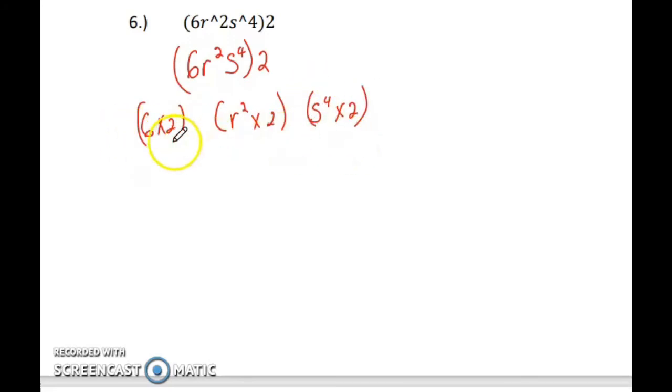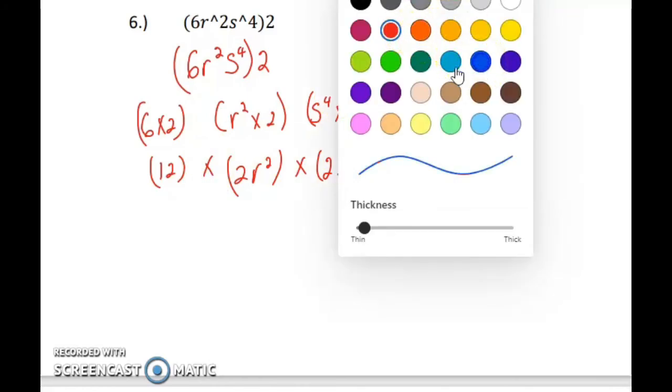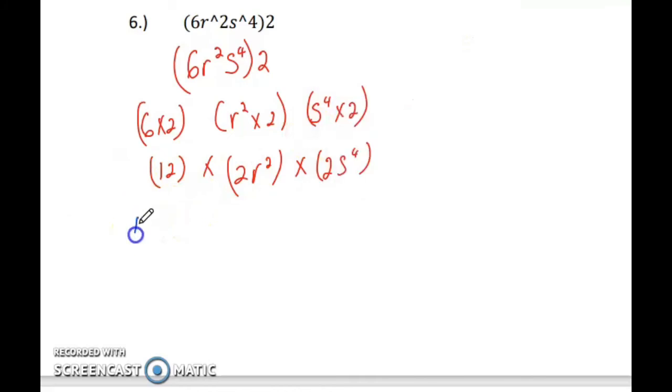And now what I'm going to do to get my answer, 2 times 6 is 12. R squared times 2, that is 2r squared. We always have our coefficient in front of our variable. 2 times s to the fourth, that is 2 s to the fourth power. So now we're going to separate our numbers using the multiplication. So 12 times 2 times 2.